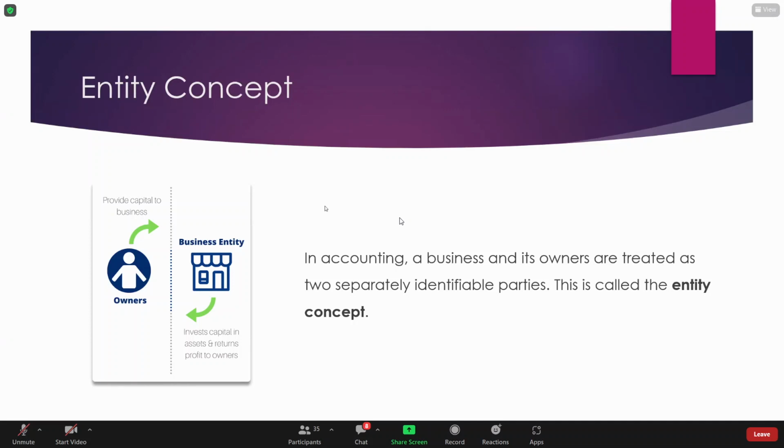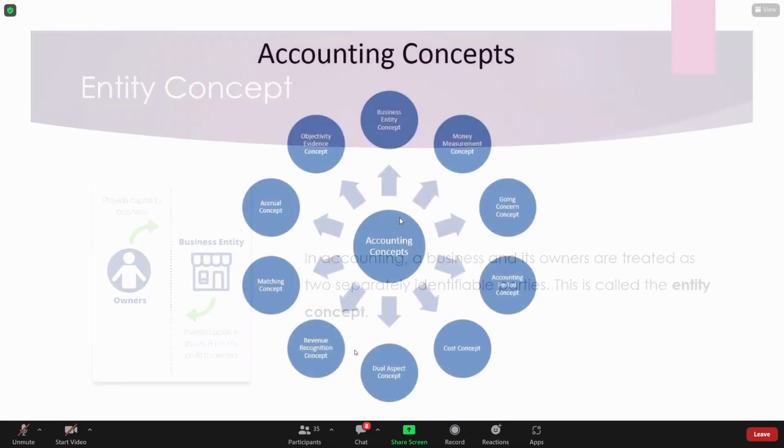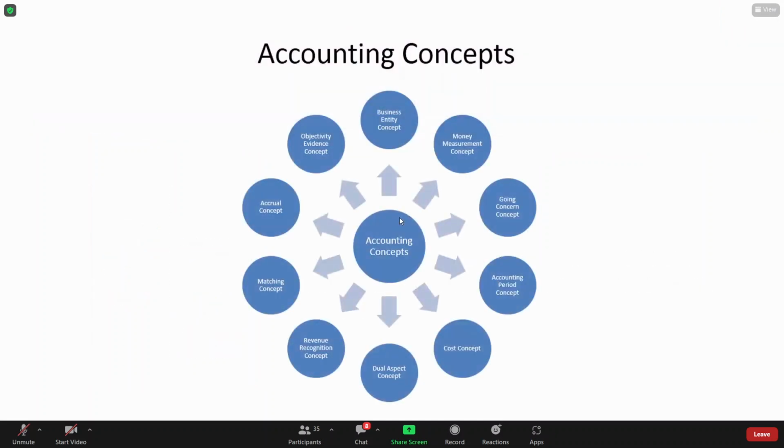Entity concept: we discussed that the owner and the business are two separate entities. In accounting, a business and its owners are treated as two separate identifiable parties. This is called the entity concept. And there are a number of accounting concepts: business entity concept, money measurement concept, going concern concept, accounting period concept, cost concept, dual aspect concept, revenue recognition concept, matching concept, accrual concept, objectivity evidence concept.